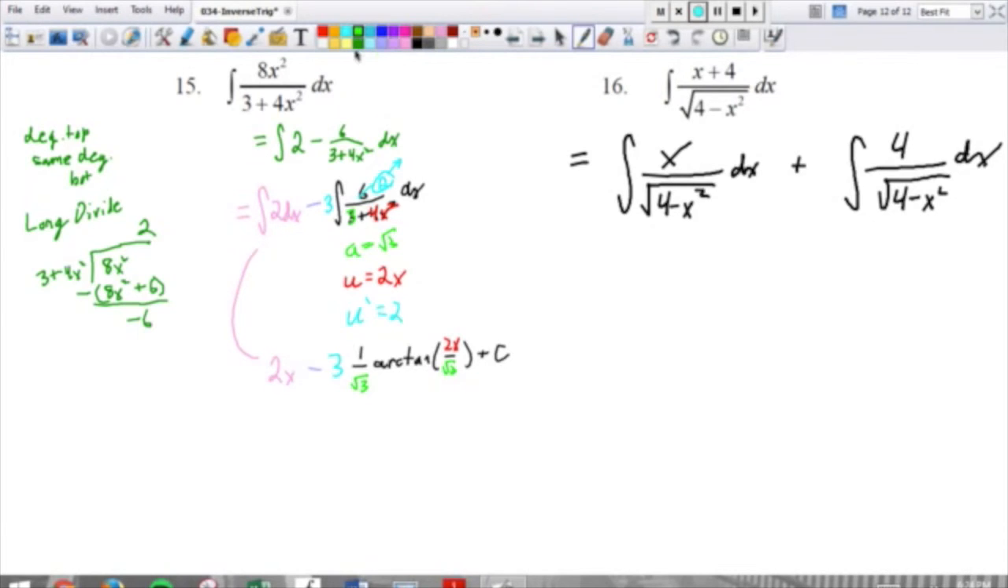It's arcsine with a equals 2, u equal x, and u prime equal 1. Alright? That's the one we started this all off on, to be honest. So over here, I'm just going to write it like this. I want a 1 on top, so I'm going to take the 4 out. So this is what it looks like to be an arcsine.